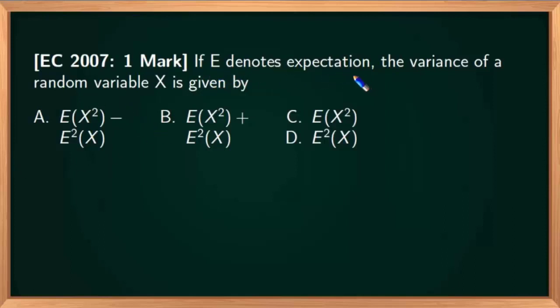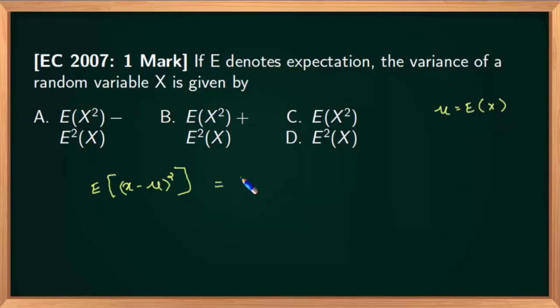If E denotes expectation, the variance of a random variable x is given by this. It is a very straightforward question. We know that expected value of (x minus mu) whole square is what you call variance, and mu is nothing but the expected value of the random variable. It is the mean of the random variable. So mu is the expected value of the random variable.